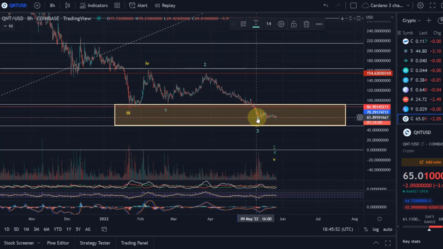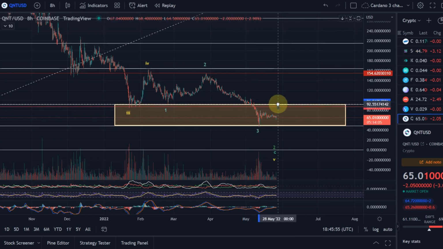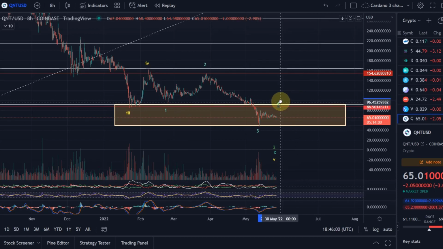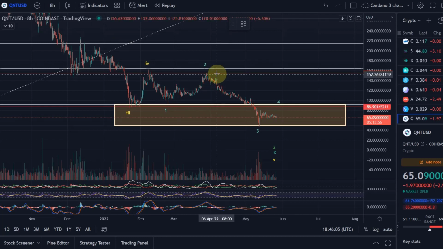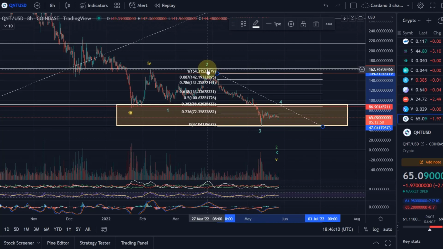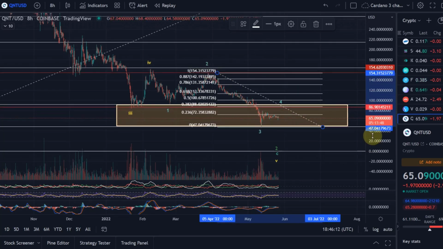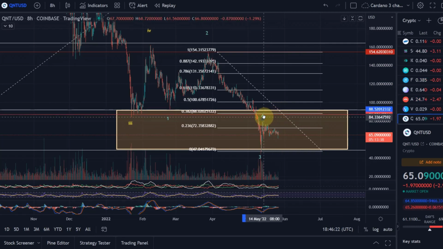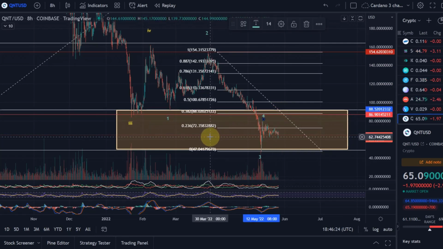Then we moved up in a wave 4. Now that could be complete, but it doesn't need to be complete yet. That is still a bit of a juggle here. Let's take a look again at the fib levels. When we look at the retracement for a wave 4, we start at the beginning of the wave 3 and go to the end of the wave 3, then we look at the retracement levels. The minimum retracement that such a wave 4 needs to do is the 23.6% fib level here at $72. We reached that. So the wave 4 could theoretically be complete.